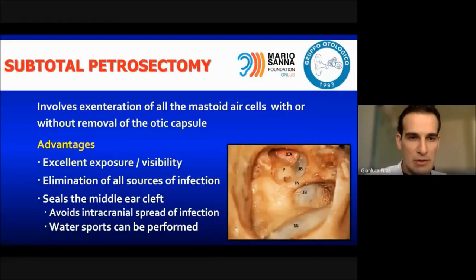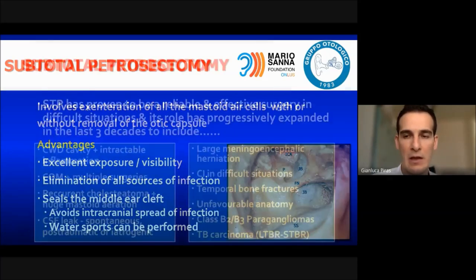So as I told you, the subtotal petrosectomy is an exenteration of all the mastoid cells with or without removal of the otic capsule. Classically, it is without removal of the otic capsule. If you remove the labyrinth, it's a translabyrinthine approach with closure of the external auditory canal. If you remove the cochlea and the labyrinth and the posterior labyrinth, it's a transotic approach. Obviously, the advantage is that you have enhanced visibility of the temporal bone and all of the most important structures of the temporal bone. You remove all the sources of the infection and you can seal the middle ear cleft.